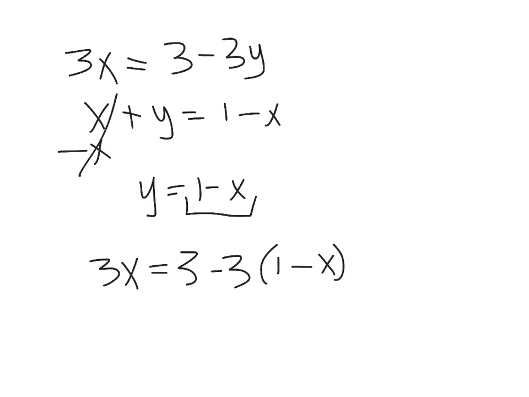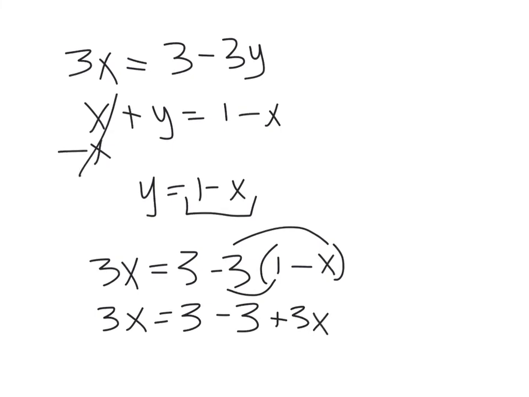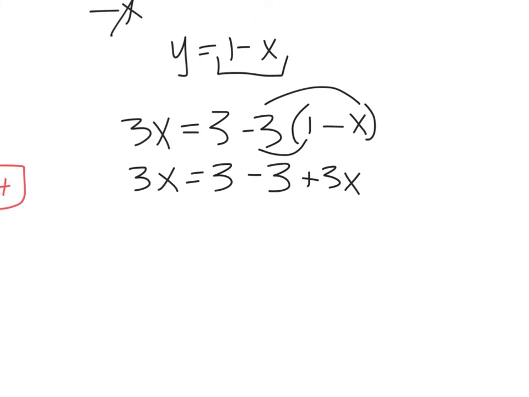Now I'm going to distribute and solve this equation. 3x equals 3. Negative 3 times 1 is negative 3, and then negative 3 times negative x is positive 3x. Now I want to solve my system of equations here. I'm going to try to get all of my variables to the same side. So I am going to subtract 3x from here, and do the same on this side.